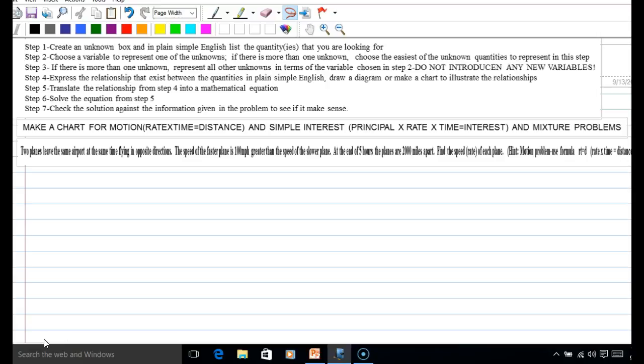Also, we will use a chart for mixture problems, and there's not a designated formula there that works for every particular case. So let's look at the problem that we have here.